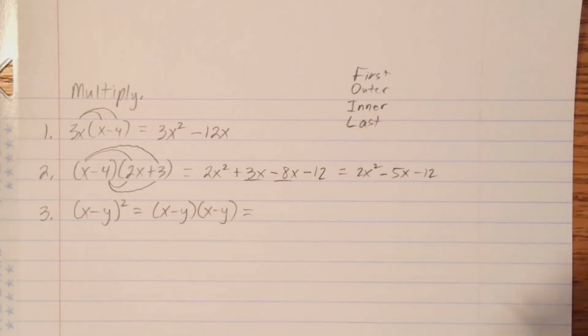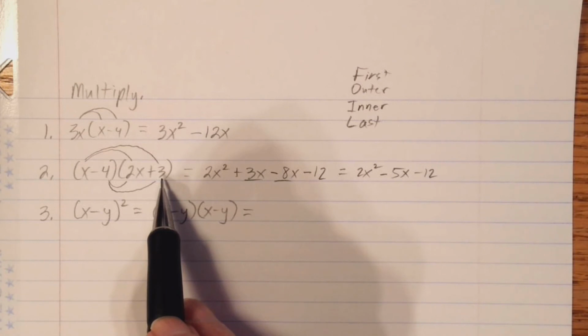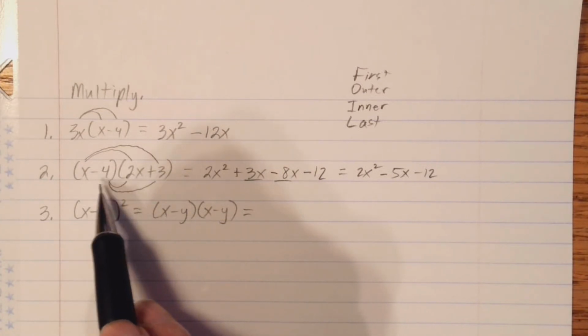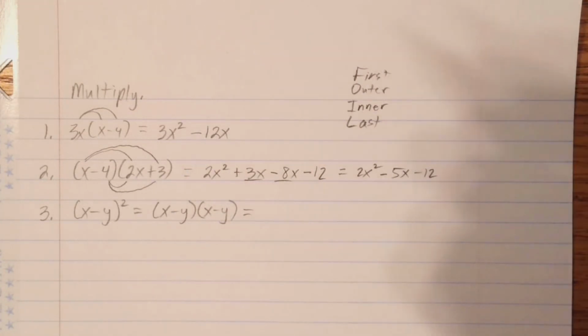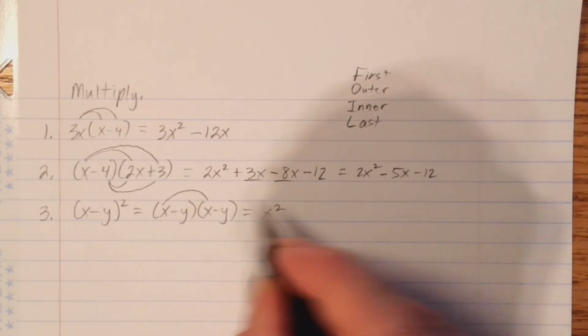Now there's another way to think of it. You're really just distributing the x here times each of the 2 terms here, and then the negative y times each of the 2 terms here. So you can think of it how you want. So we're going to have x squared.